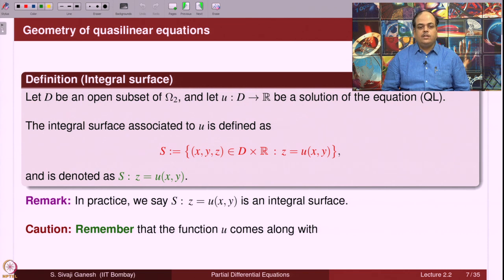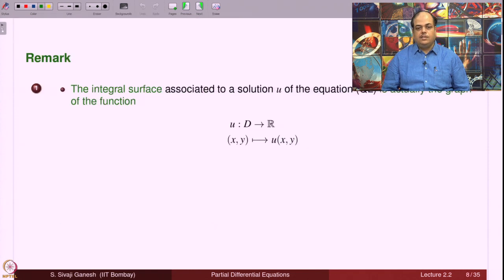Caution, a very important caution: remember that a function always comes with its domain. If you say that z equal to u of xy is an integral surface, it means that you have a function u defined on some domain. All this needs to be mentioned, or you know it, and therefore you are not mentioning. But if you change the domain to some other domain, it can still be a solution, but it will be a different integral surface. We will come to these aspects in future lectures.